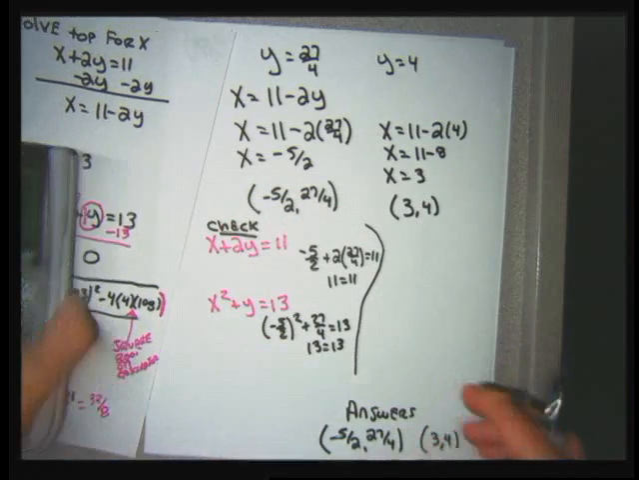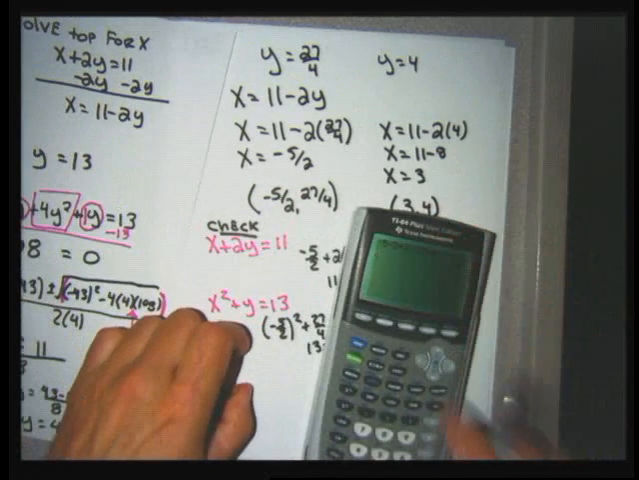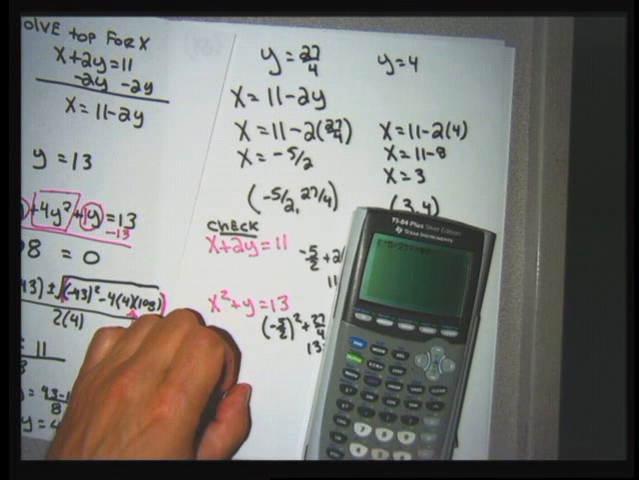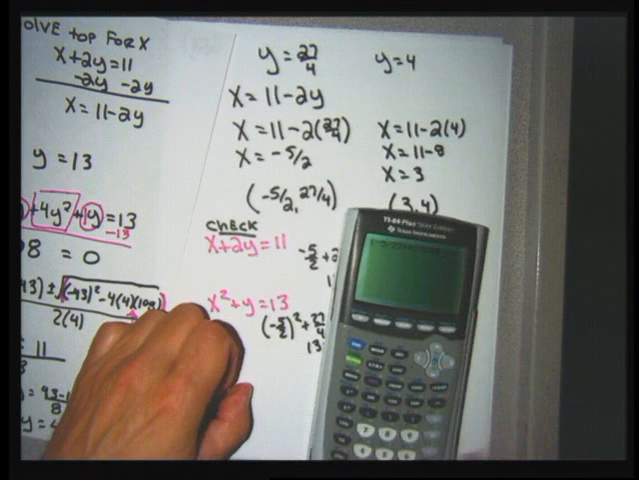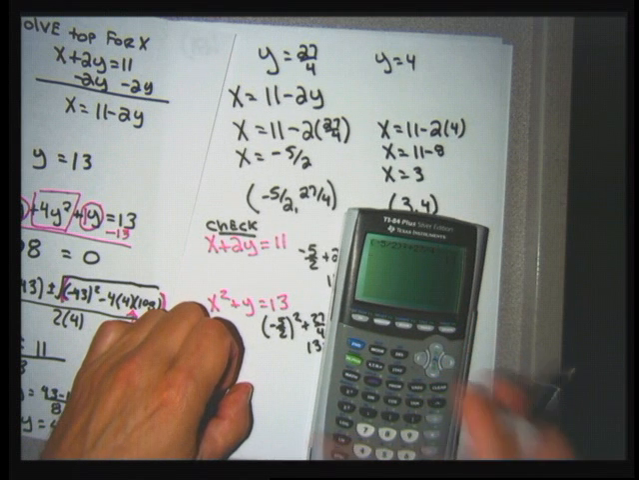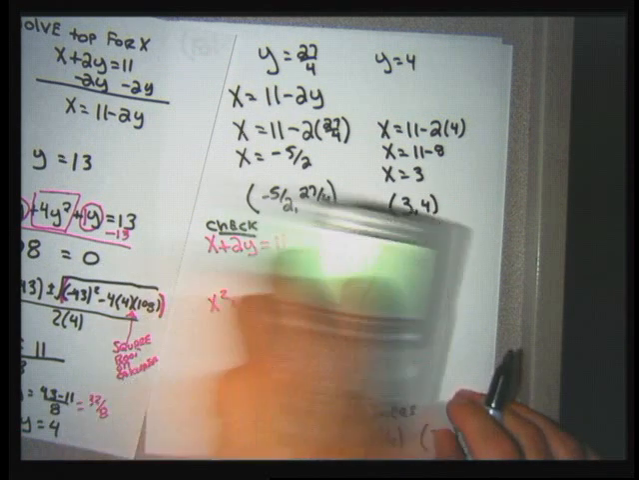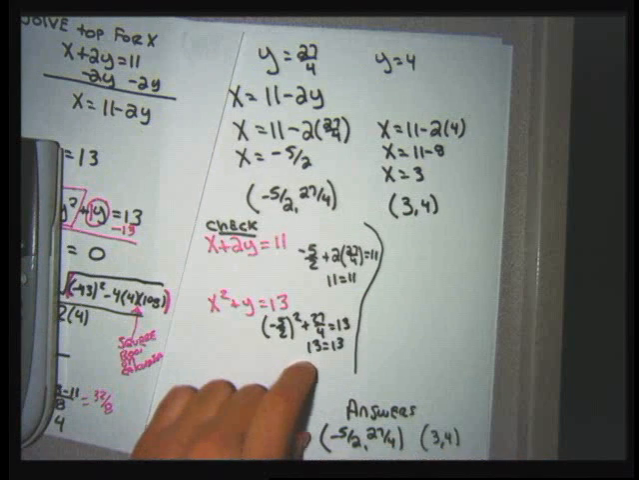And easy enough to check again. For this, I'm going to go parentheses negative 5 divided by 2 squared plus 27 divided by 4. And when I hit enter, I hope to see 13 like I did see 13. I don't know if you can see it, but I can see the 13. So that solution works because it gives me a true statement.